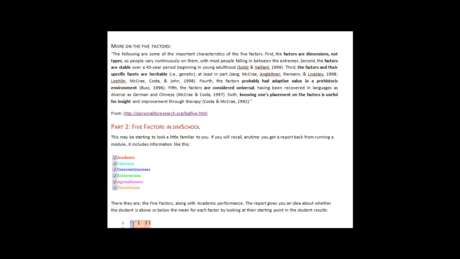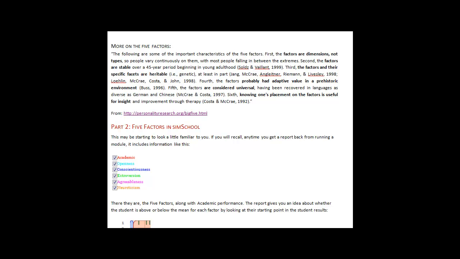It's in combination that some things are revealed about a person. And second, the factors have been stable over a 45-year period, beginning in young adulthood. So once you're an adult, these things aren't really going to change very much over time. Thirdly, factors and their specific facets are heritable. In other words, some researchers think that some of these factors you inherit from your mom and dad.